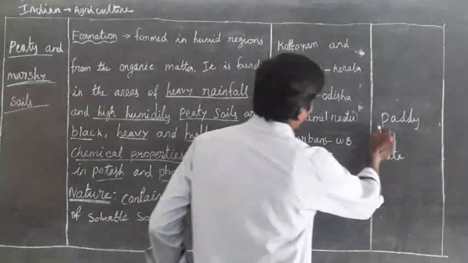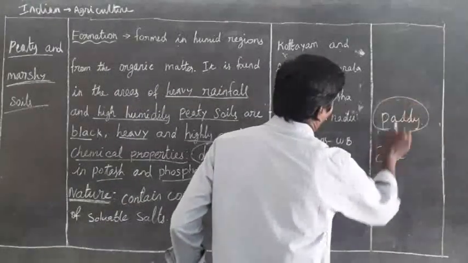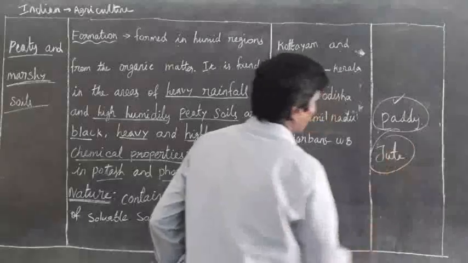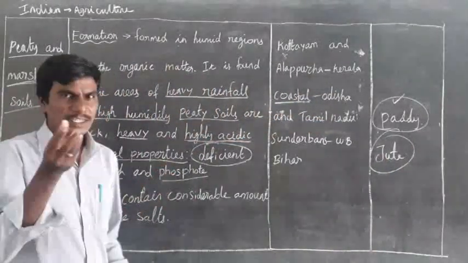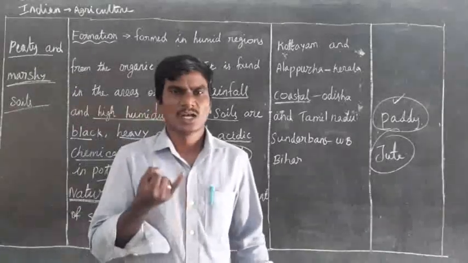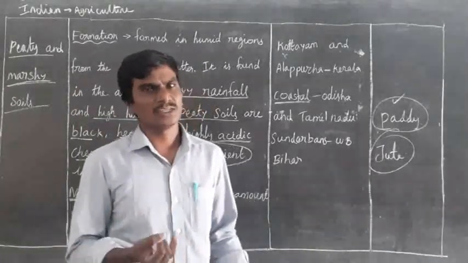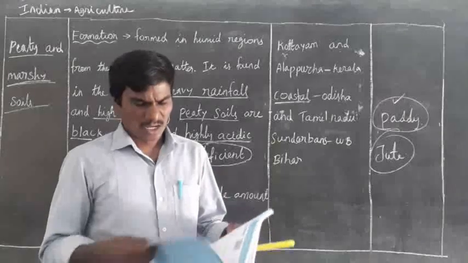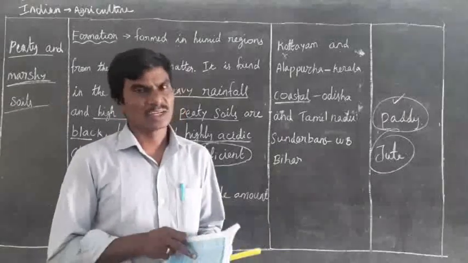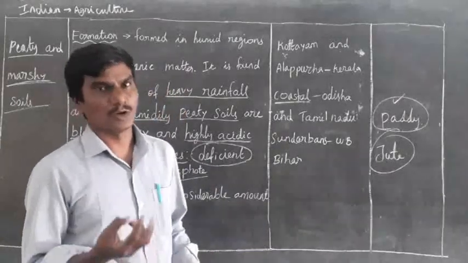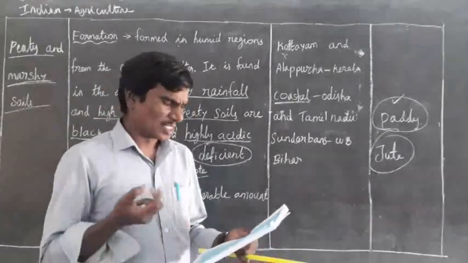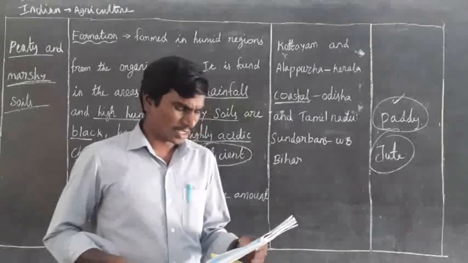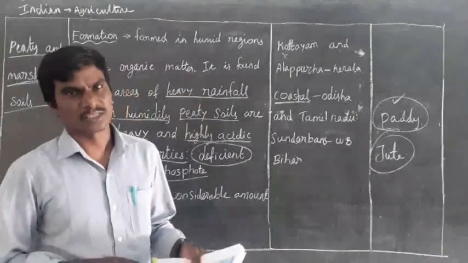The marshy soils are used for growing paddy and jute. So in this topic, there are 8 types of soils: alluvial soil, black soil, red soil, and the fourth one is laterite soil, forest and mountain soils, arid and desert soils, saline and alkaline soils, and peaty and marshy soils.